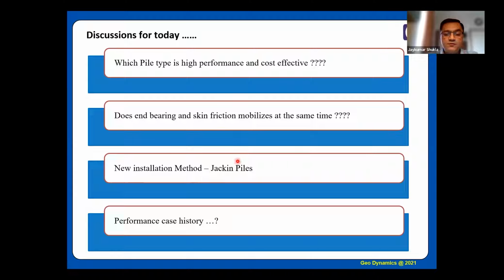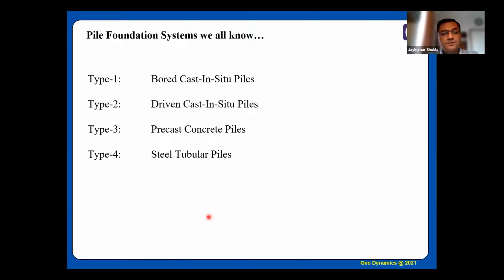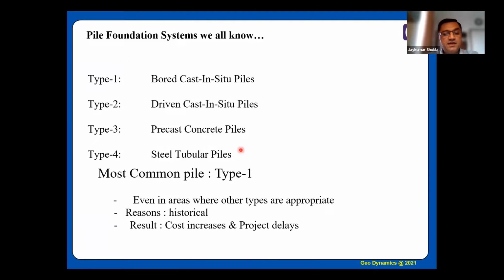For some of you, this would be a new type of pile, and then we would like to go through one of the case histories. We all know the bored cast in situ piles, driven cast in situ piles, the precast concrete piles or classical driven piles, and then steel tubular piles. And today we will have another one, which is jack-in piles.